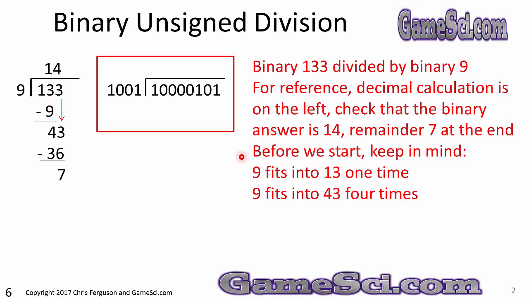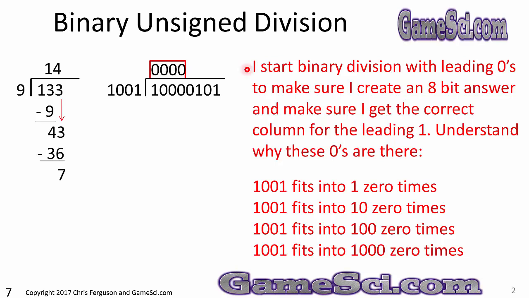Before we start, keep in mind that 9 fits into 13 one time, and 9 fits into 43 4 times, and that's how we generate our result. I start the binary division with leading zeros to make sure I create an 8-bit answer and make sure I get the correct column for the leading one. Understand why these 4 zeros are there.